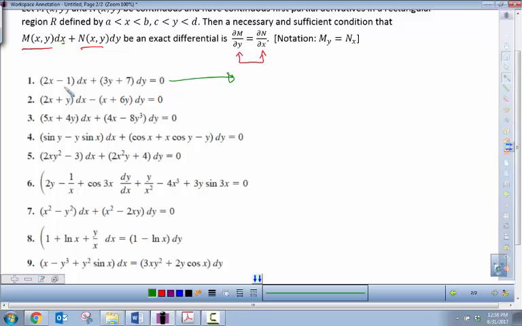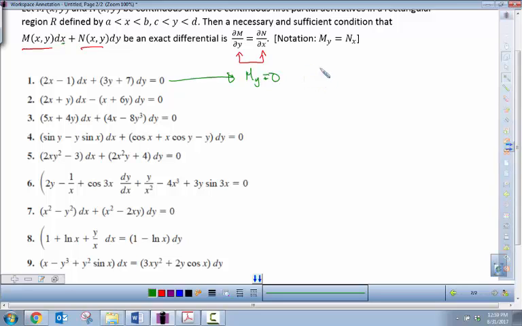So M, the first function, take the derivative with respect to y. When we take the derivative with respect to one variable, we treat the other variable as if it was constant. So x is constant with respect to y, and the derivative of a constant is what? So this is 0.